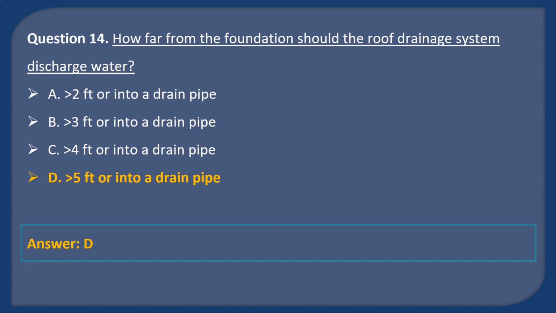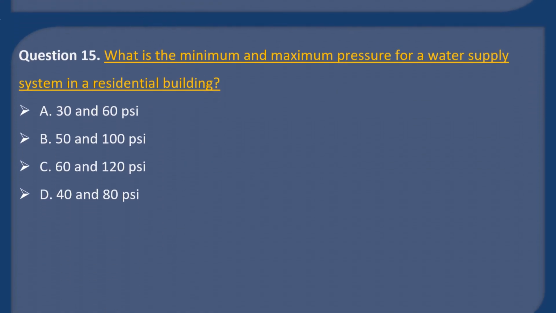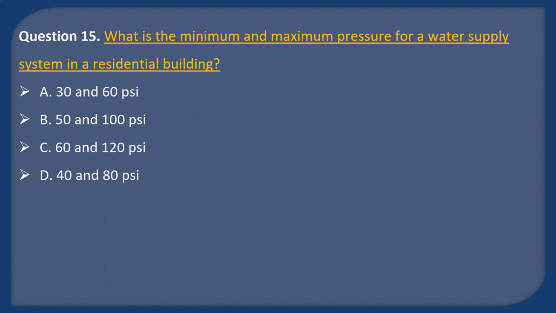D. Less than 5 feet or into a drain pipe. Answer D. Question 15. What is the minimum and maximum pressure for a water supply system in a residential building? A. 30 and 60 psi. B. 50 and 100 psi. C. 60 and 120 psi. D. 40 and 80 psi.